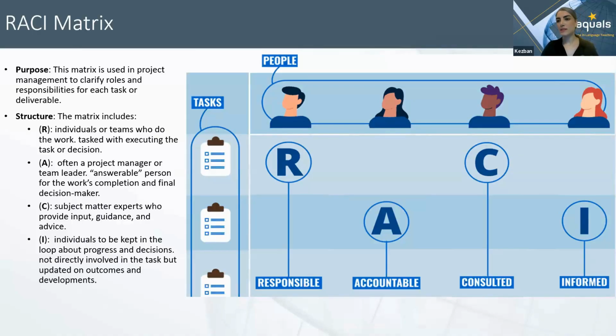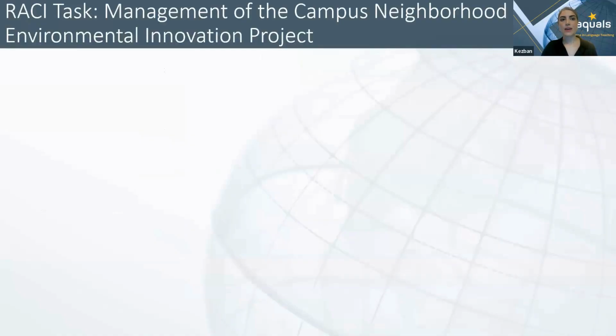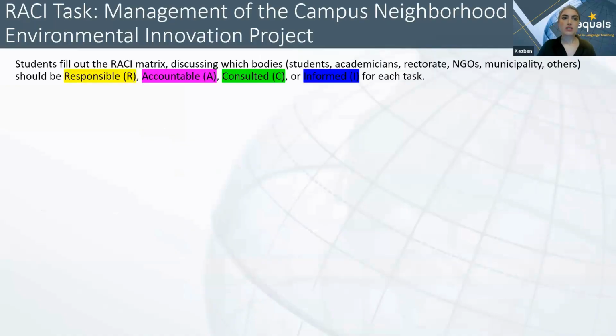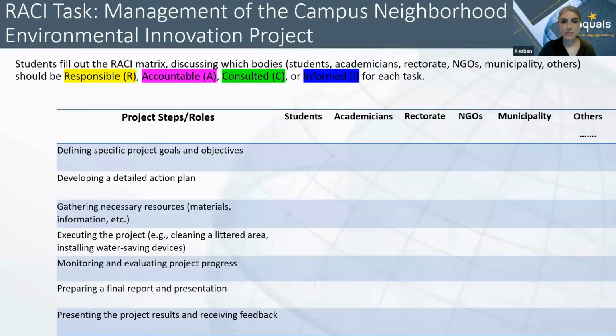This is how I incorporated this matrix as a follow-up to the SCAMPER Campus Neighborhood Environmental Innovation Project. A week later, I asked my students to fill out the RACI matrix, discussing which bodies could be responsible in their campus neighborhood innovation project. So they agreed that students could take part, academicians, rectorate, environmental non-governmental organizations, NGOs, municipality, and others.